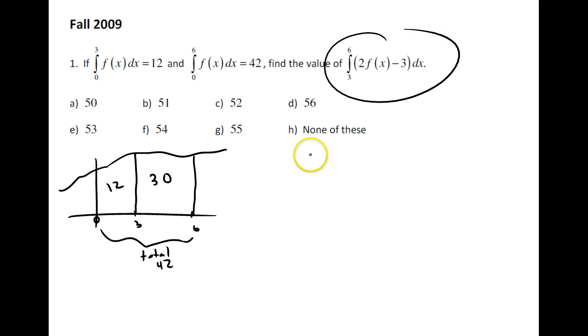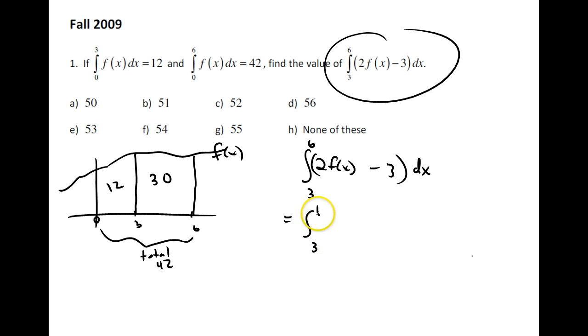It says, okay, well, what about the area from 3 to 6, not f of x, but twice f of x, minus 3. So we could actually take this function and shift it down 3 and double it or whatever. We don't need to do that. We're just going to apply the property of integrals that we talked about. If you have two functions that are added together, I think that we should break it up into two separate integrals. So that's the first thing.